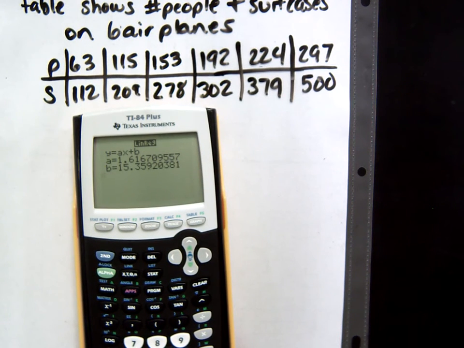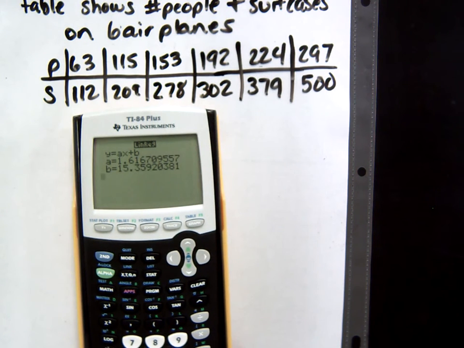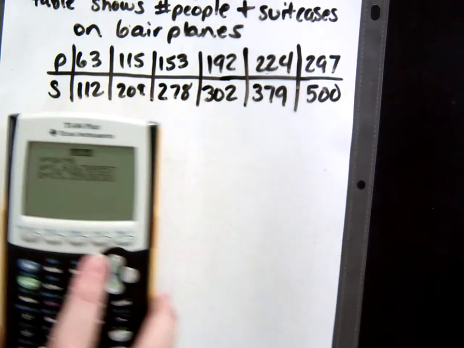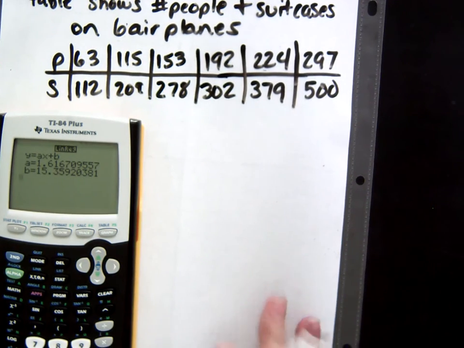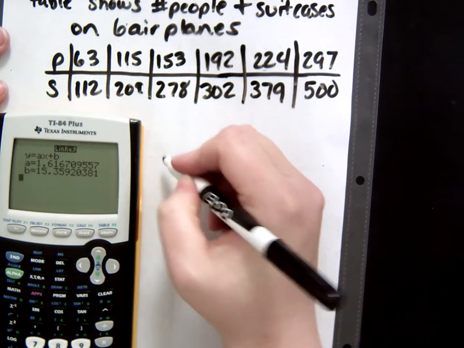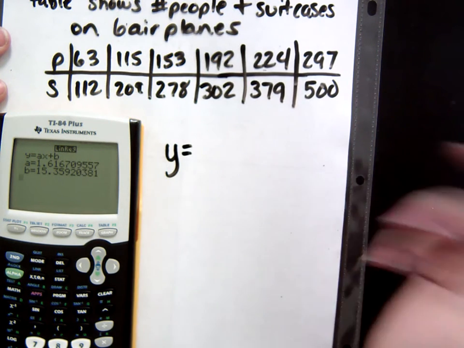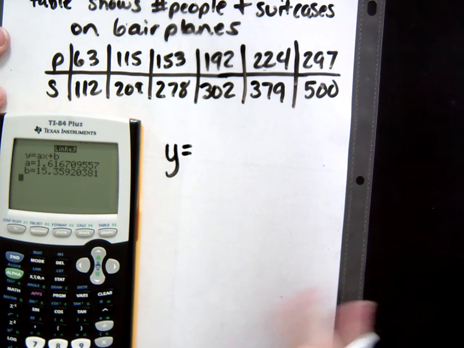Now, ax plus b, and then it gives you the a and b values. Well, what you have to do is you have to actually write it out. You're not going to write ax plus b, a equals, and then b equals. No, you're going to actually plug in your numbers.